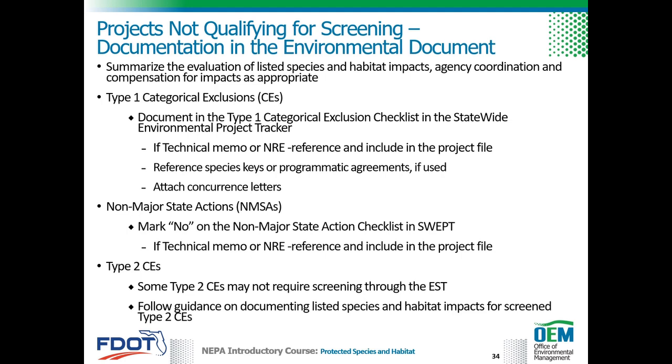For a non-major state action, or NMSA, mark No on the non-major state action checklist in SWEPT to document that there are no listed species or critical habitat affected by the project. For these projects, include a summary of the evaluation of listed species and habitat impacts, agency coordination, and compensatory mitigation for impacts, as appropriate, in the project file as supporting information to the NMSA. If a tech memo or NRE was prepared, reference and include it in the project file.